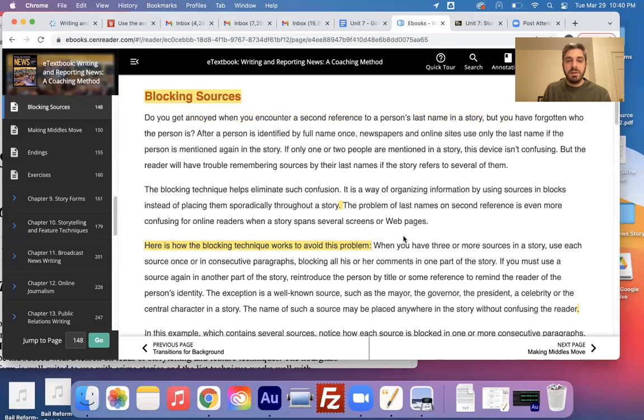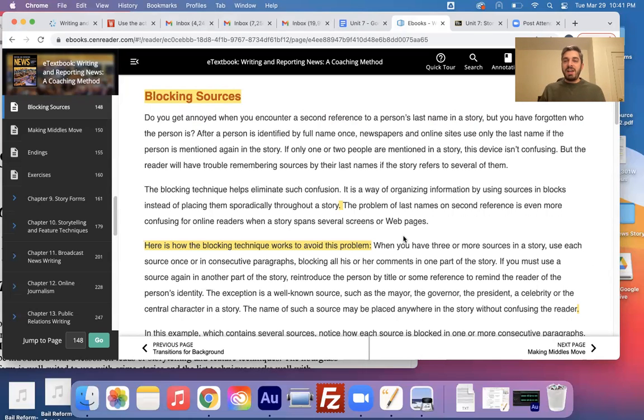Blocking sources. Do you get annoyed when you encounter a second reference to a person's last name in the story, but you have forgotten who that person is? After a person is identified by a full name once, newspaper and online sites use only the last name if the person is mentioned again in the story. If only 1 or 2 people are mentioned, this isn't confusing, but the reader will have trouble remembering sources by their last names if there's several of them. So this blocking technique helps eliminate such confusion.